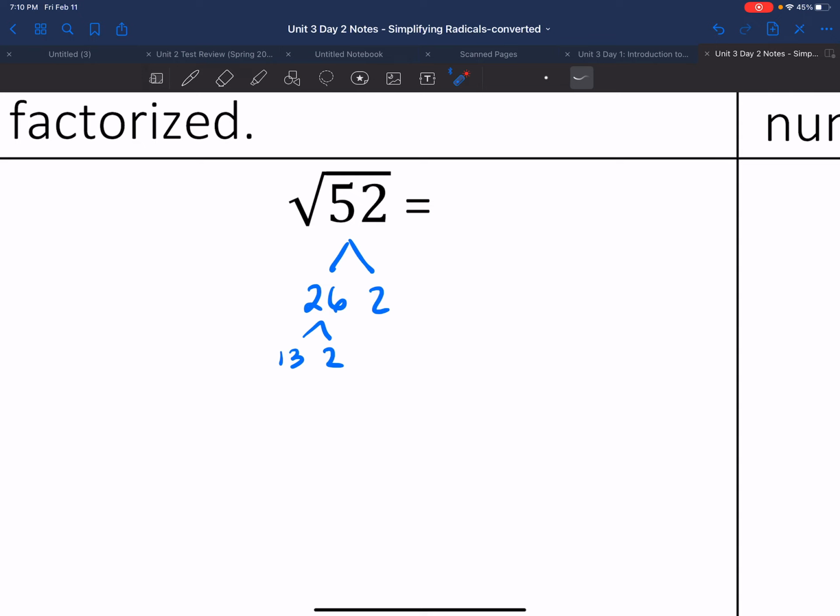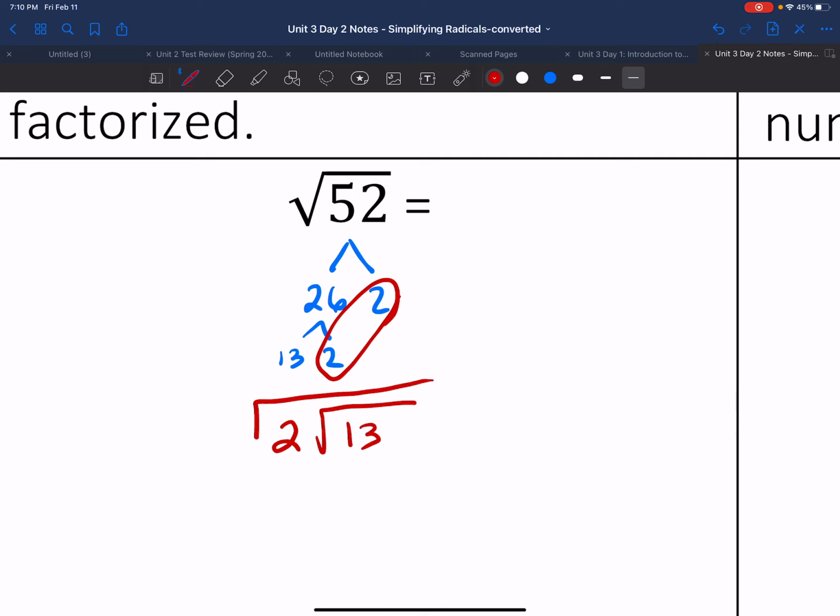So then that means I can stop and look at this, and I'm like, well, I got a pair of 2's. That means that one of them is going to go outside of the radical to play, the other one gets eliminated, and then what's left? That 13 remains in jail. The square root jail, just like that. That's my answer.